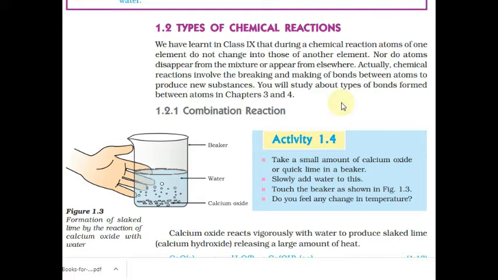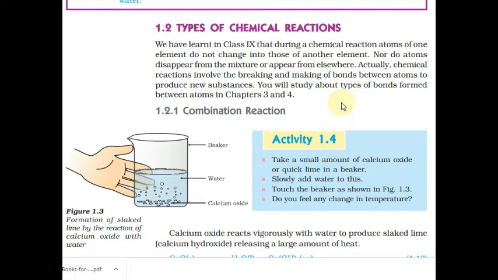Now in this session we are going to see types of chemical reactions. Chemical reactions we have seen, chemical equation, how to balance a chemical equation, how to write a chemical equation, hit and trial method, everything we have seen. Now we are going to see the types of chemical reactions.